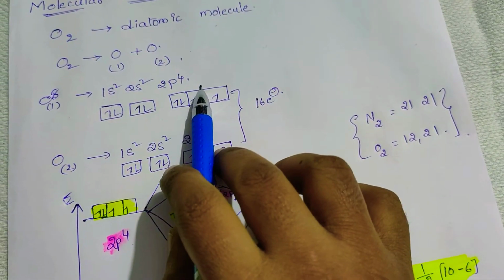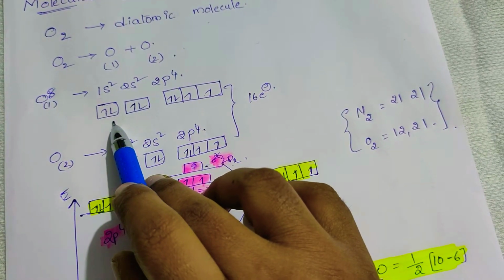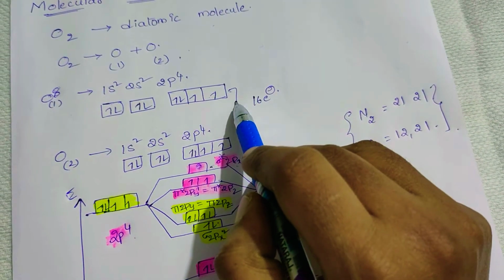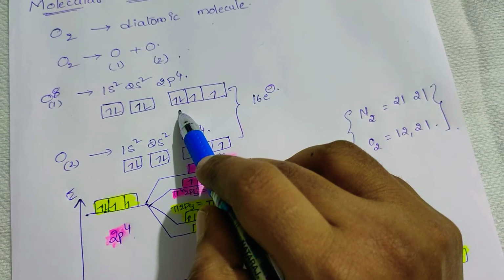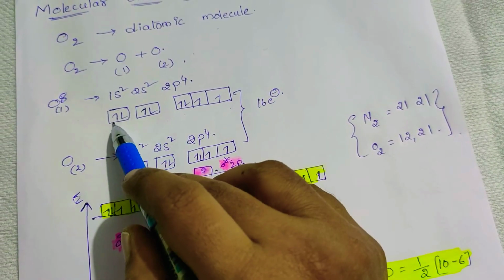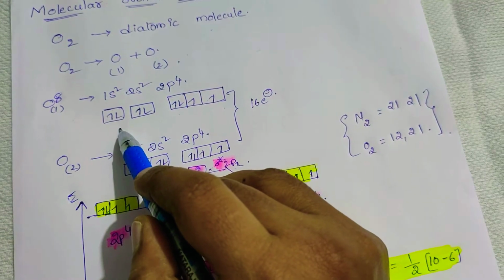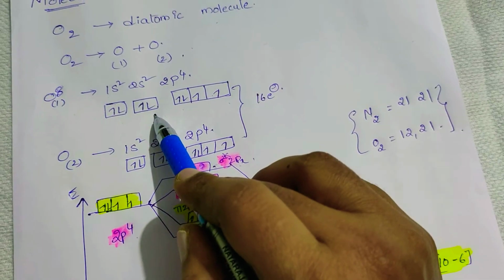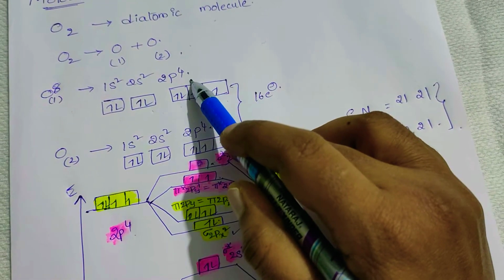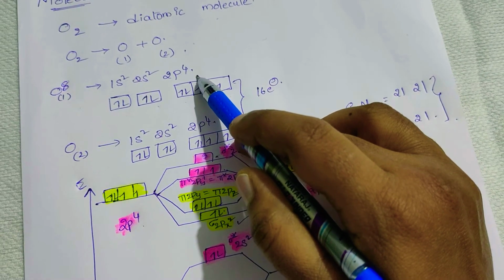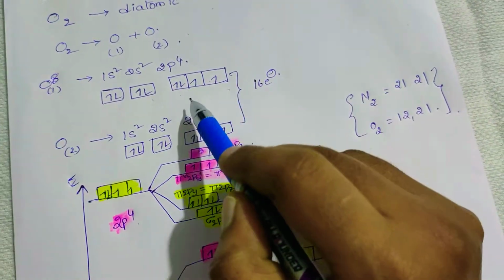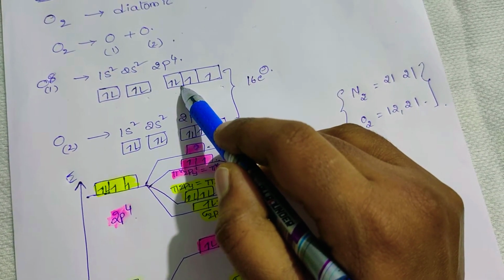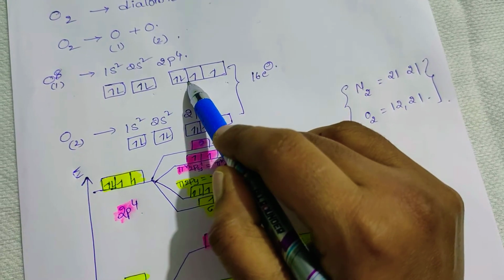1s orbital has only one orbital, 2s has one orbital, and p has three degenerate orbitals, that is 2px, 2py, 2pz. 1s2 contains 2 electrons, and the 2s orbital contains 2 electrons. We put 2 electrons in the 2s orbital, and 2p4 contains 4 electrons in the degenerate orbitals. According to the Aufbau principle, 1, 2, 3, and the fourth electron is paired up.